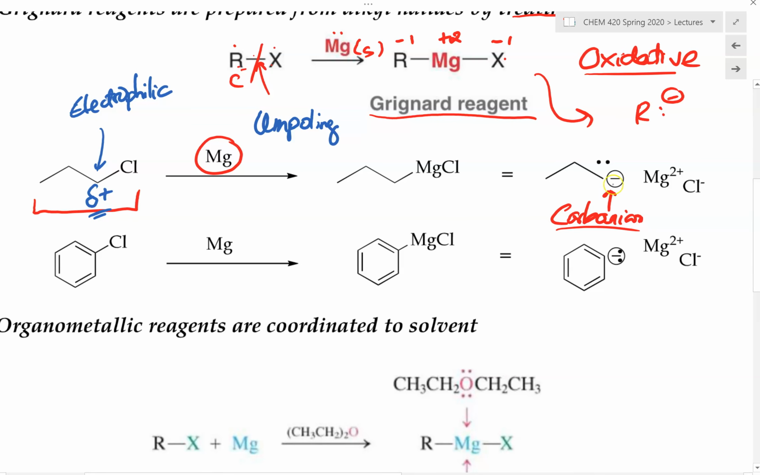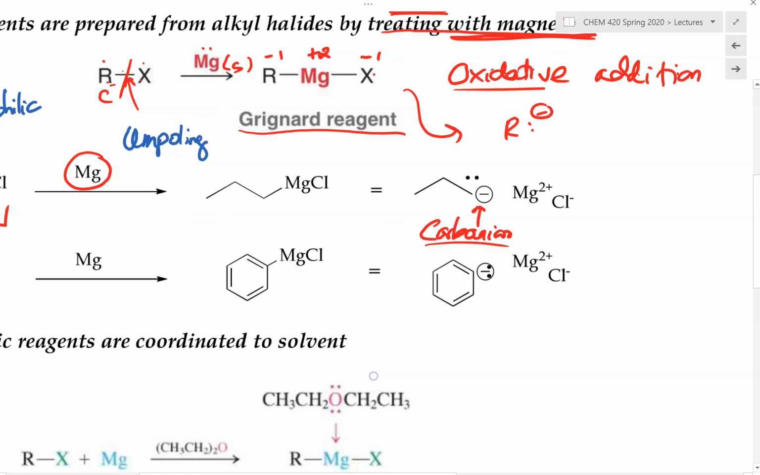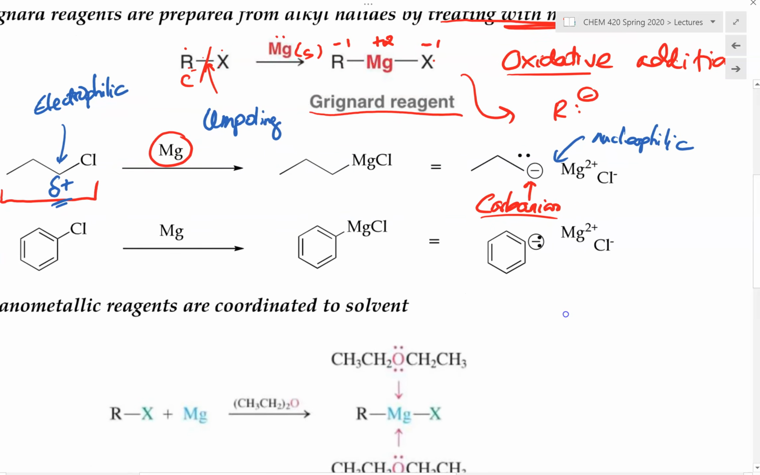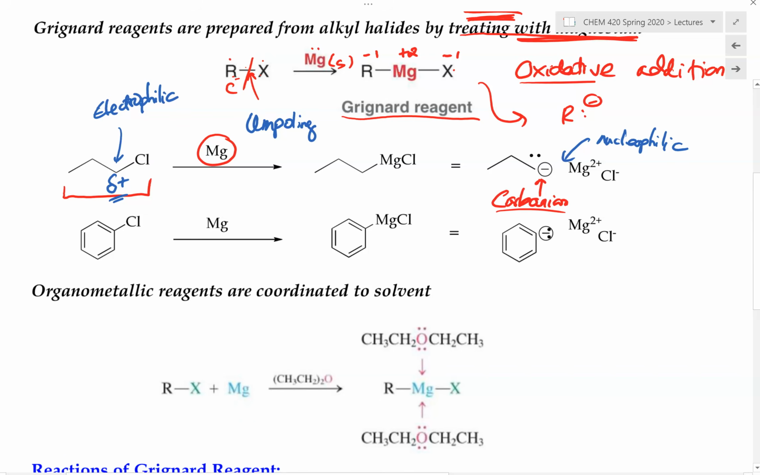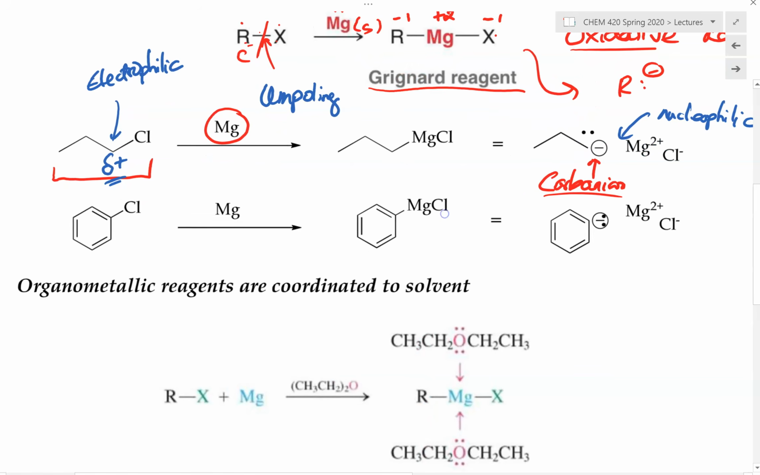In which now the charge of this carbon, after it reacts with magnesium, becomes negative. So now the carbon changes its polarity and has a nucleophilic character to it. This is pretty cool because it completely changes the property and the chemical reactivity of the carbon. That's something very important that we need to point out.